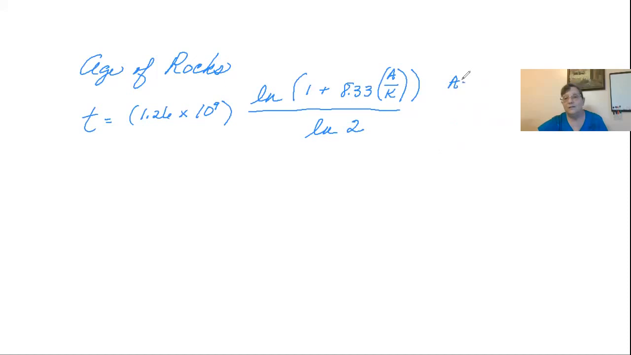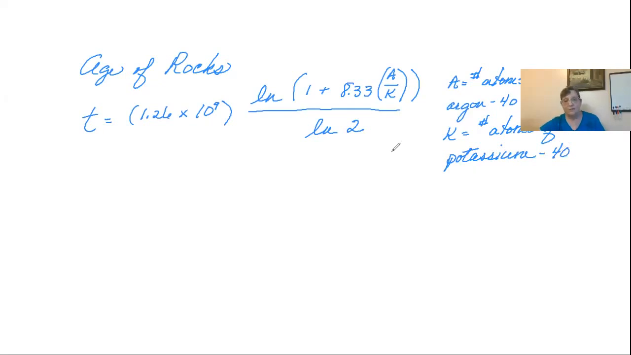In this formula, A is going to be the number of atoms of argon 40 in the specimen. K is going to be the number of atoms of potassium 40 in the specimen.